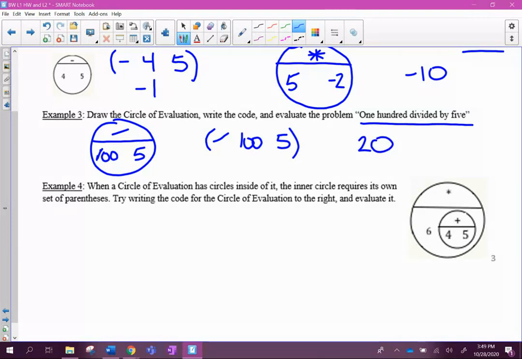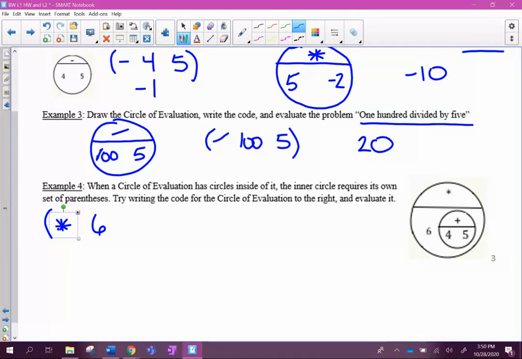Okay? Example number 4, when a circle of evaluation has circles inside of it, the inner circle requires its own set of parentheses. So here I have parentheses inside of parentheses. It says try writing the code for the circle of evaluation to the right. Since we're writing code, I know I start with a parenthesis. My operation is a multiplication symbol, so I have this star. And I am multiplying 6 by that second circle of evaluation.